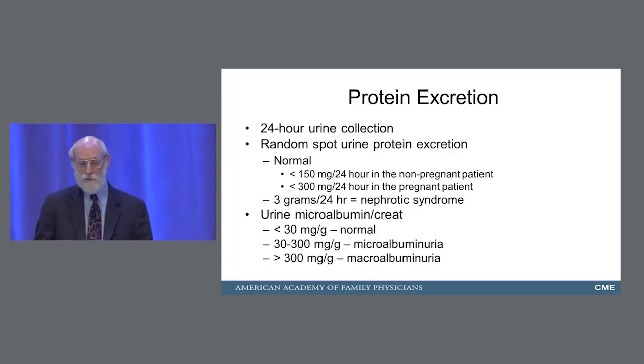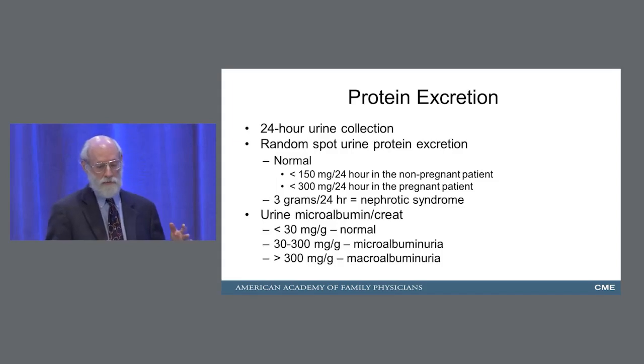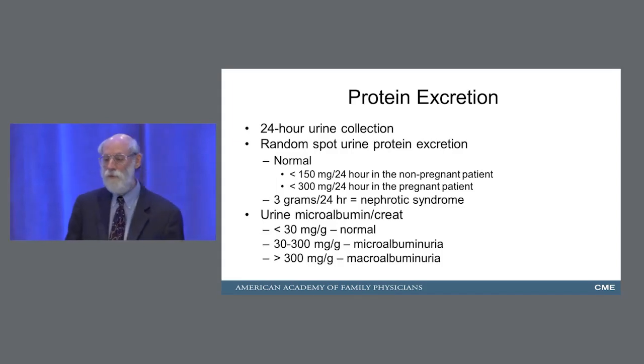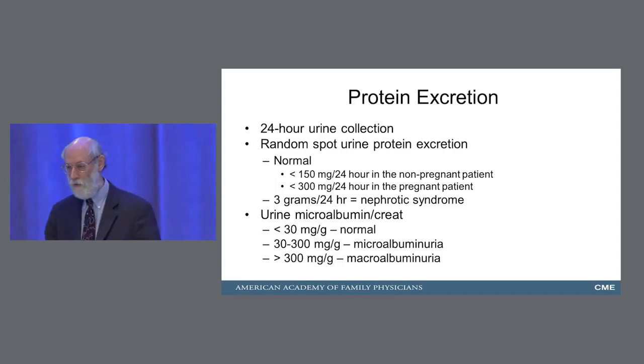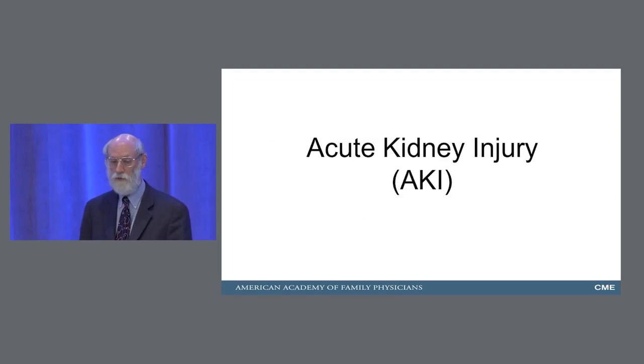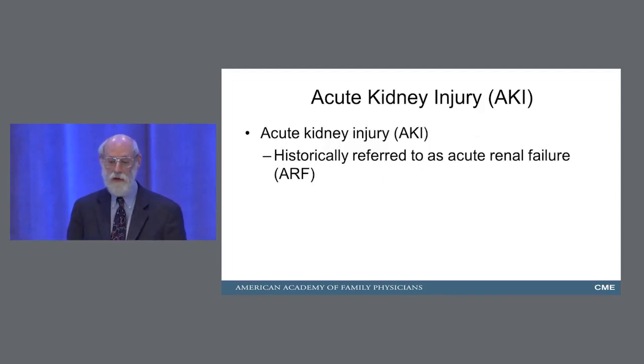If you look at a urine microalbumin creatinine ratio, again, a spot urine specimen, less than 30 is normal. 30 to 300 is microalbuminuria. Over 300, macroalbuminuria. We're going to talk more about that in the next 2 lectures. It's an important concept. What about acute kidney injury, AKI?